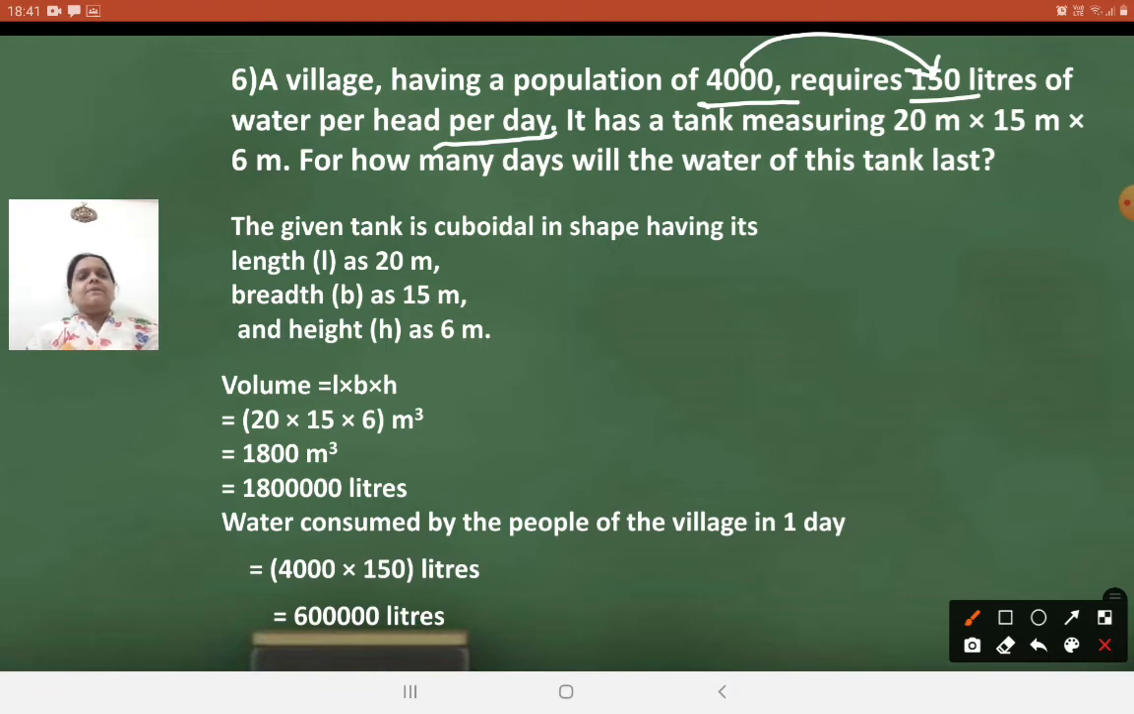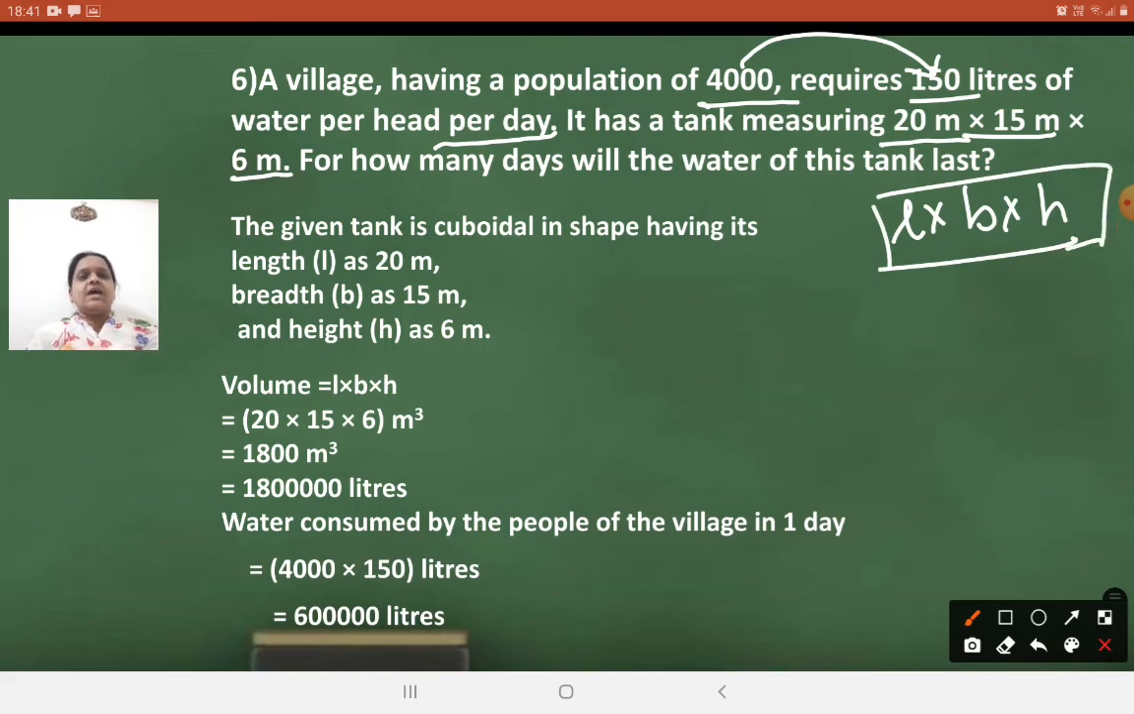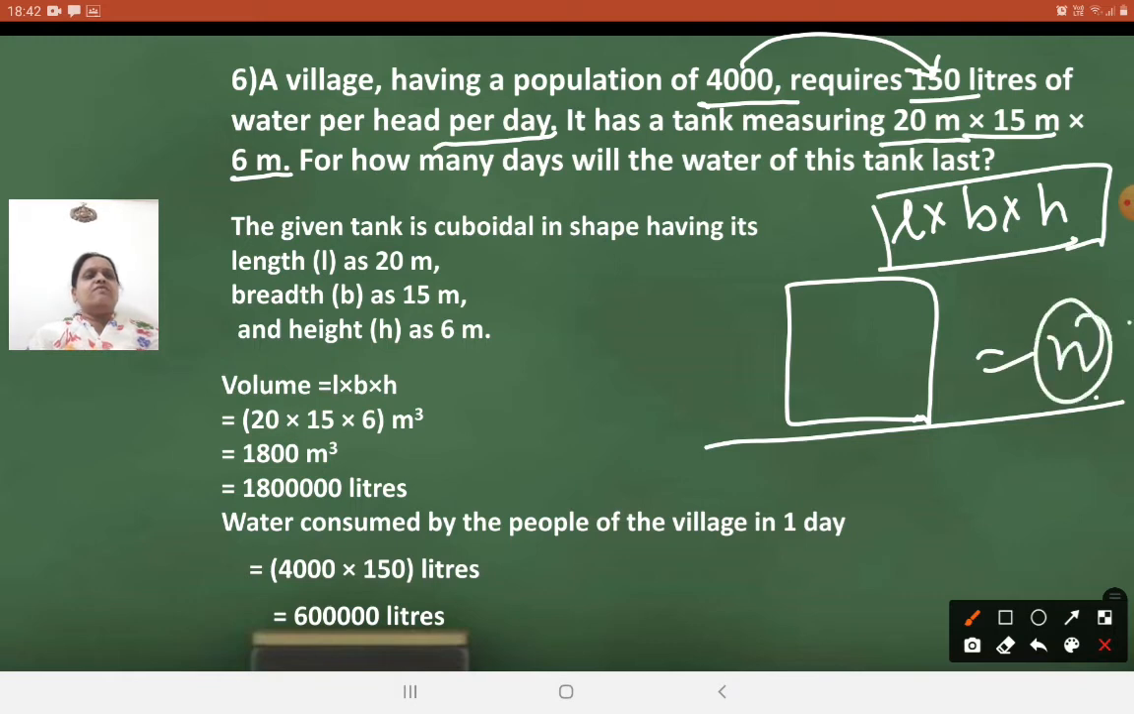But what is the capacity of the tank? We want to find that first also. The capacity of the tank is given by using the length, breadth and height. So it is given as 20 meter as length, 15 meter breadth and 6 meter as height. By using L into B into H, you can find the capacity of the tank. Of course, the capacity of the tank will be more and the consumed water per day will be less. So if you divide the capacity of the tank by the consumed water per day, you will get the number of days.